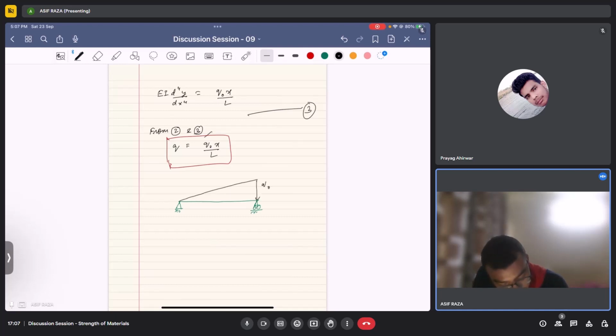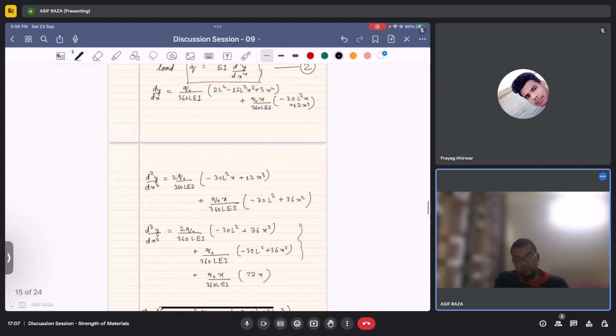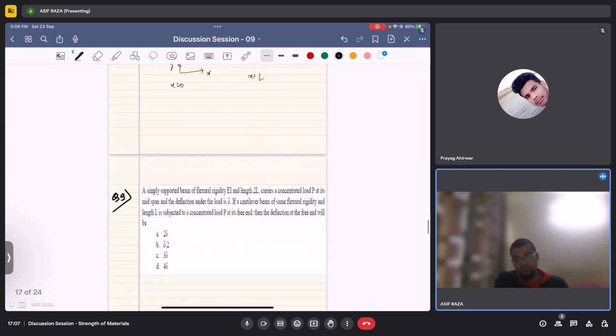This is q naught. Okay, and this is the span length L, A, B, and x is here, y is here. That is, x equal to 0 here, x equal to L here. Okay, this is it for this question. Moving on to the next question now.